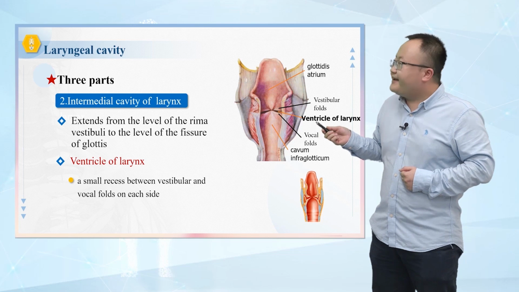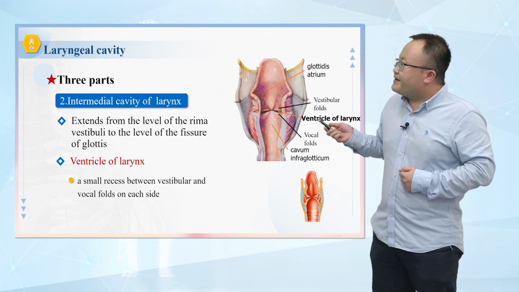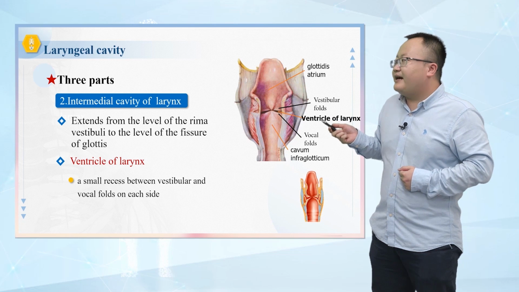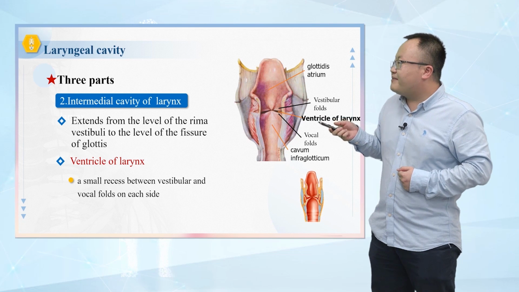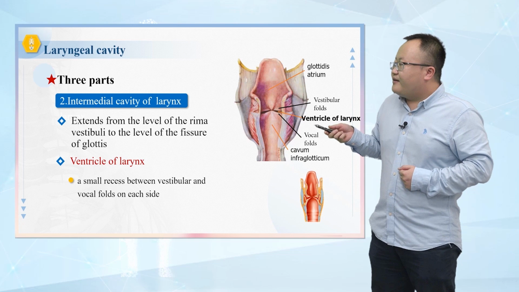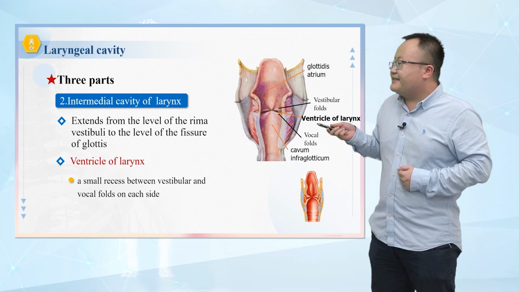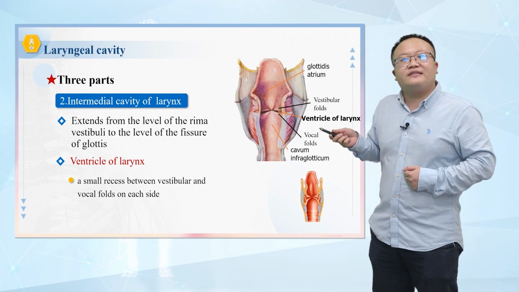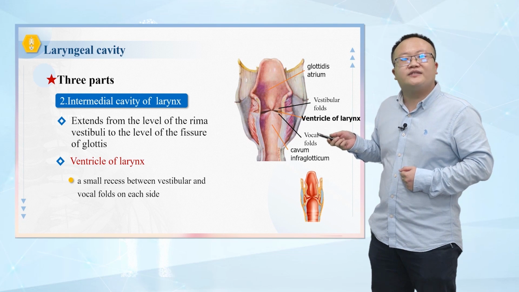The second one is the intermediate cavity of larynx. It extends from the level of the rima vestibuli to the level of the rima glottidis. Ventricle of larynx is a small recess between vestibular and vocal folds on each side.